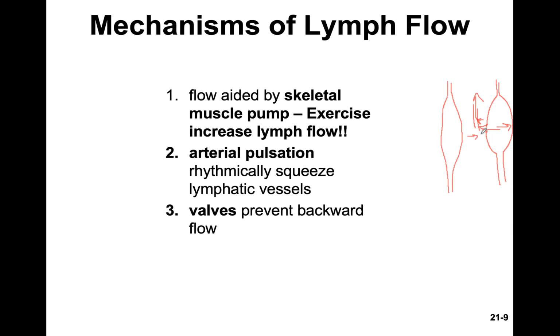The second method of lymph flow is arterial pulsation. When your arteries pulse with that high pressure blood, it causes the arteries to slightly expand, pushing on neighboring lymphatic vessels, causing the lymph to move up in the direction again. The last thing is the valves, and this is not to pump the lymph fluid through, but to prevent backflow of lymph fluid. So once you get lymph fluid from your toes up to your knees, you don't want that lymph to fall back down to your toes. So you have valves in the lymphatic vessels that prevent backflow.